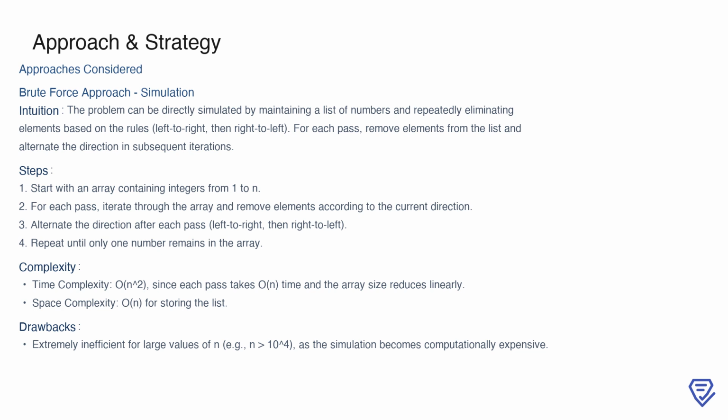However, this approach, while intuitive, is computationally expensive. Each pass involves iterating over the current list, which initially takes n time, and since the list size decreases linearly, the total time complexity ends up being n squared. Additionally, storing the list itself requires n space. This makes the brute force approach impractical for large values of n, such as n greater than 10,000, because the simulation becomes prohibitively slow and memory intensive.